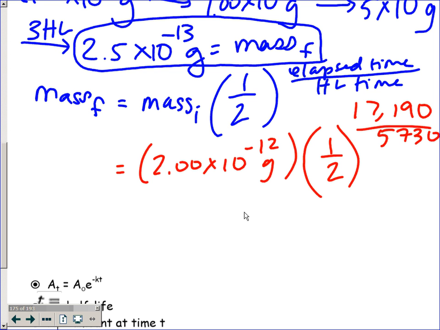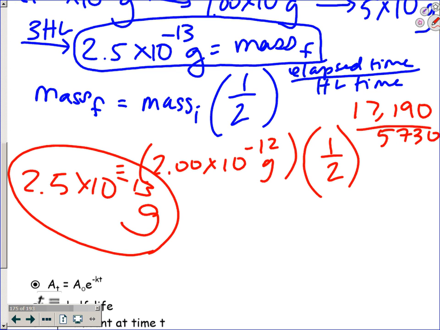I'm just proving math works. That's all I want to do to you today. What? 2.5 times 10 to the what? Holy moly. Hot dog, that's the same number we just found.